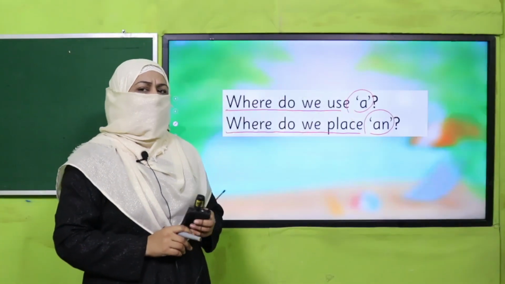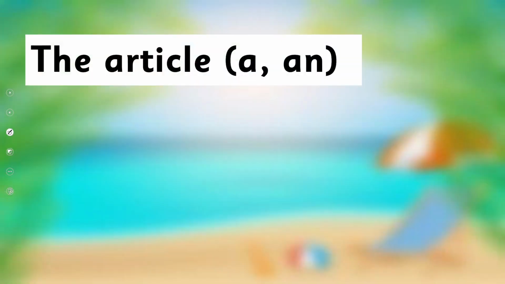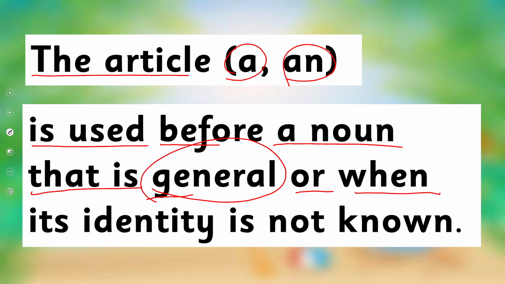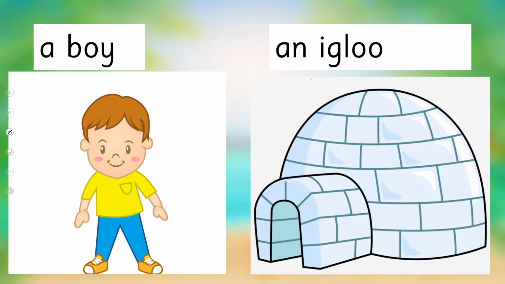Yes, my dear students, have you answered? So let's recall. Where do we use a? The article a or an is used before a noun that is general or when its identity is not known. Means it's a general noun and also it's singular. So we use a or an. We choose one out of these two. How do we choose a or an?